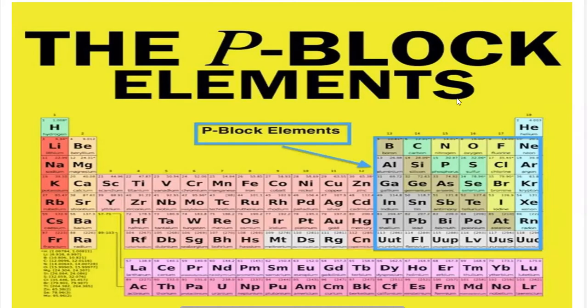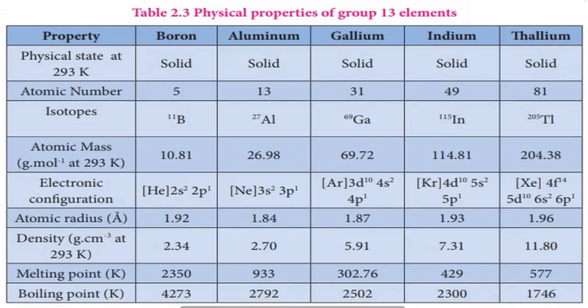If we look at our periodic table, the elements which are present on the extreme right hand side of the periodic table are termed as the p block elements. Now, why are they termed as p block elements? That is the question that arises here.